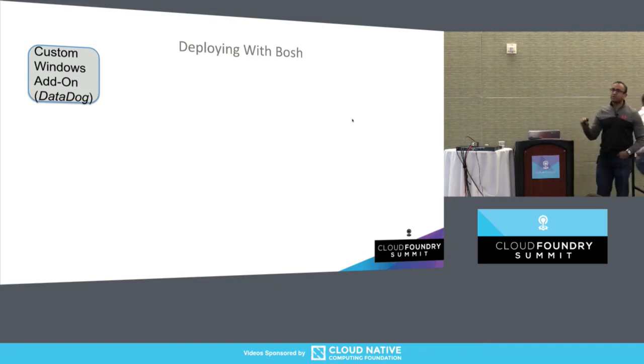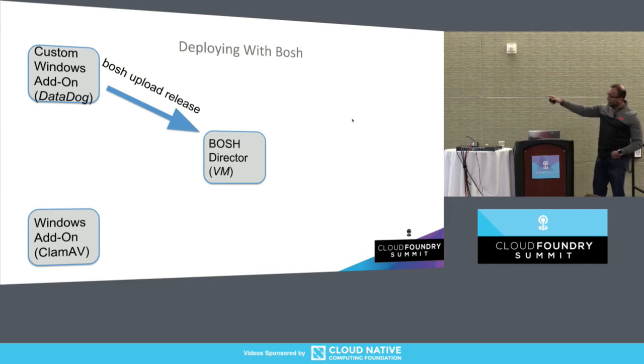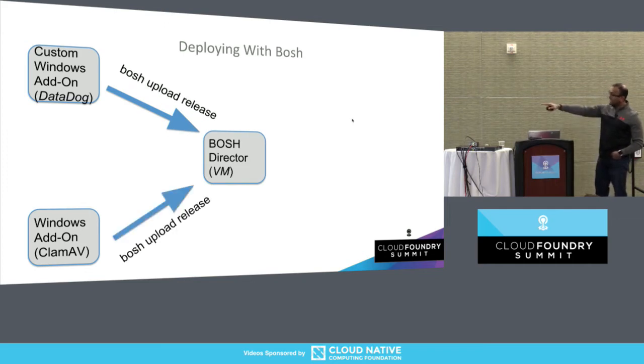So there's a lot of different moving parts here. So let's walk through the different steps just so you follow me along when I'm doing the demo. So first of all, we're going to create the custom add-on. Once we create the custom add-on, the next step is we're going to upload the add-on to our BOSH director. So in order for anything to get pushed out by BOSH, it has to exist inside the BOSH repository. Then the next thing we're going to do is take our ClamAV antivirus add-on as well and do the same thing, push it into the BOSH director.